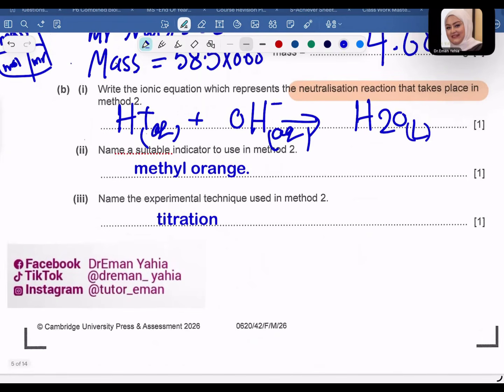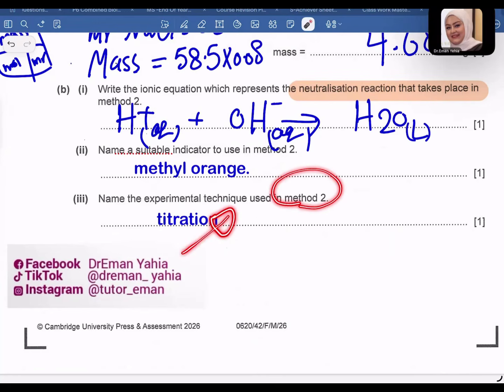Methyl orange, litmus paper, phenolphthalein. All are accepted, by the way. Name the experimental technique using method 2, which is titration: acid with base by using an indicator.